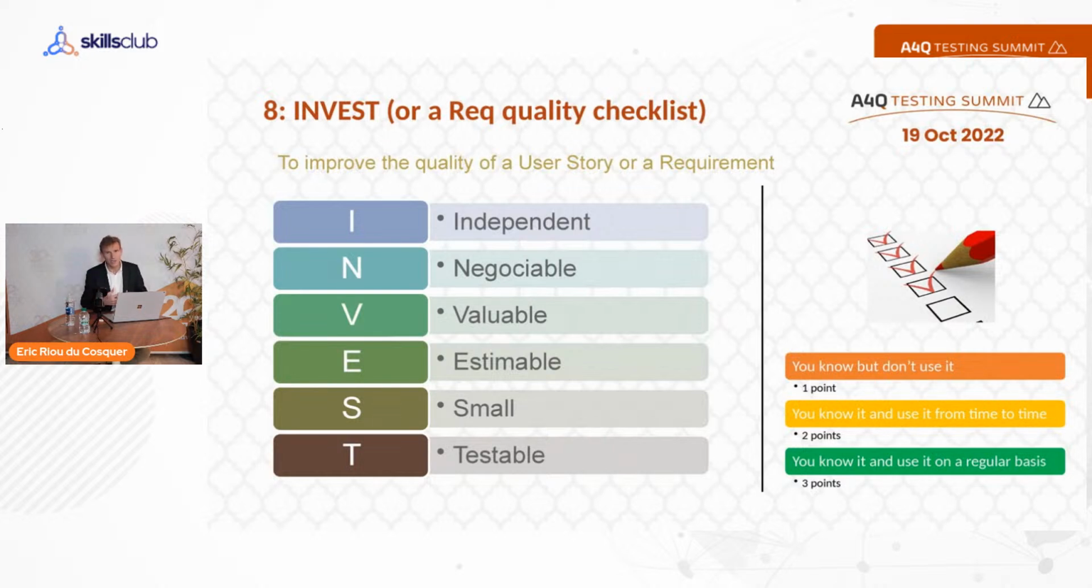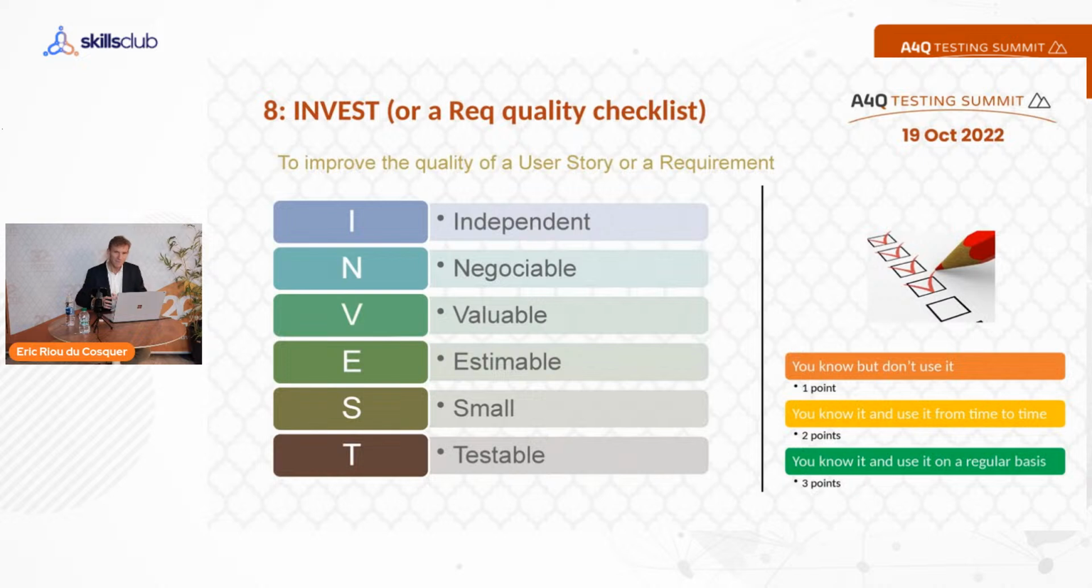So with this Invest checklist, we will check that each user story, which is basically an expected feature, is independent from other user stories, is negotiable, is valuable. Do we have a real added value for the customers, for the final users? We also have to check that it's estimable. Are we able to estimate how much effort will be needed to implement the user story? Is it small enough?